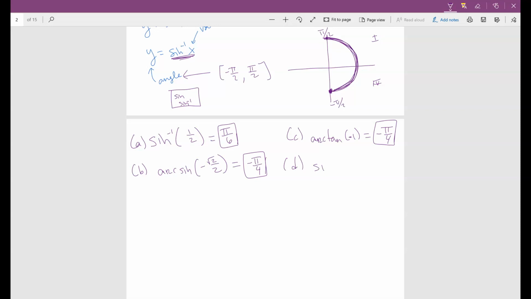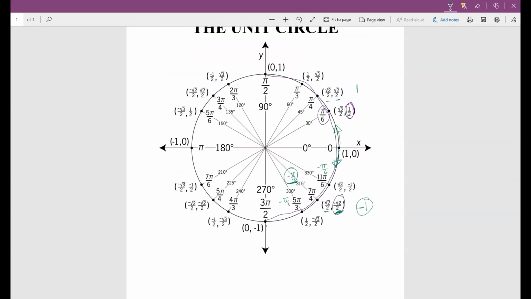And what about cosine inverse of -√3/2? What would that be equal to? Remember, cosine is between 0 to pi. So we're going to look at quadrant 1 and quadrant 2. We're looking for -√2/2. That one corresponds with this guy right there. And notice that one is going to be 5 pi/6.